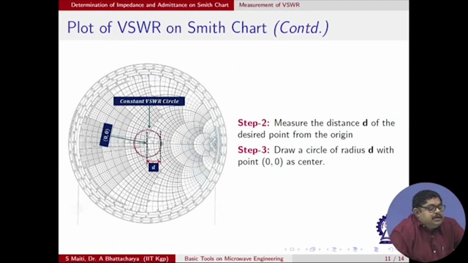So, do step 2: measure or find the distance, and draw a circle of radius d with that center. So, you know how to draw the constant VSWR circle. If you measure something by a VSWR meter, you know how to plot it here.